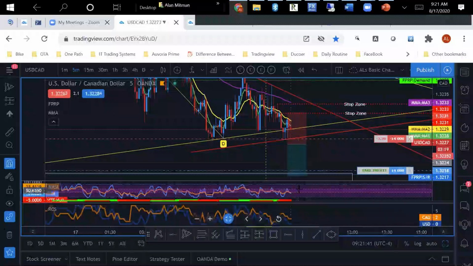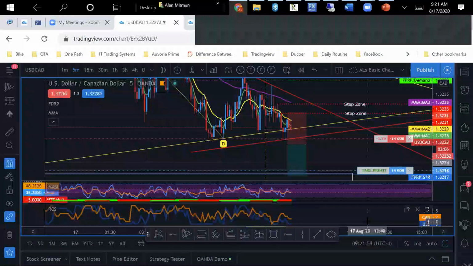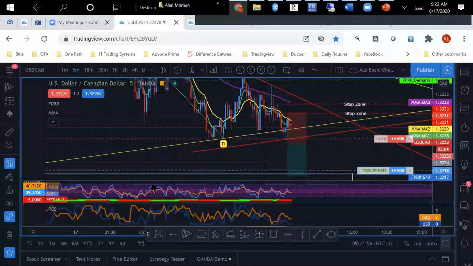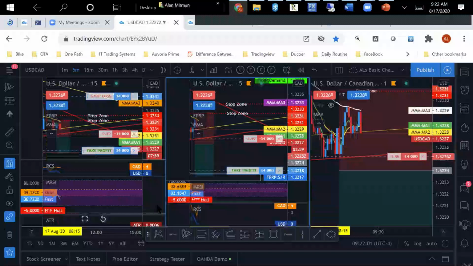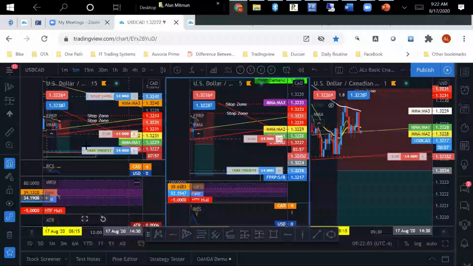I like it where these RSIs are starting to come out of the 40-60 zone, still pointing down. The CAD is still strong, not by a lot on this 5 minute. See what it looks like on the 15. ATR is still about the same.